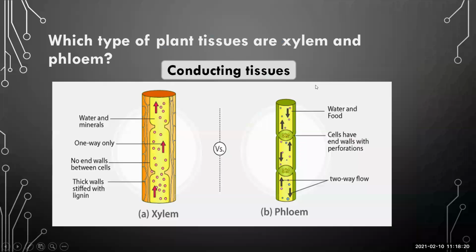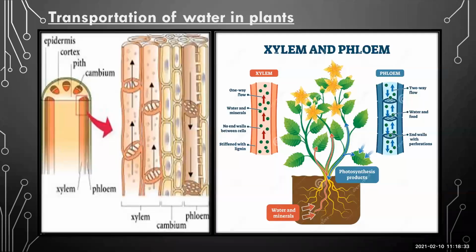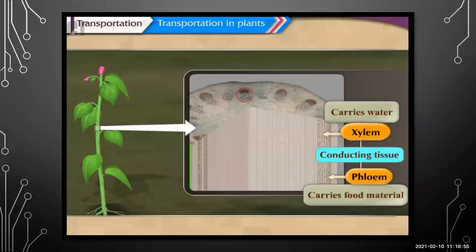The roots present near the soil, which is a rich source of water and minerals, will absorb the water and minerals from the soil. Xylem always works in a unidirectional way, that is, there is a movement of water in the upward direction only, and phloem will work in a two-way flow. That is, they will transport the food prepared during photosynthesis in both directions.